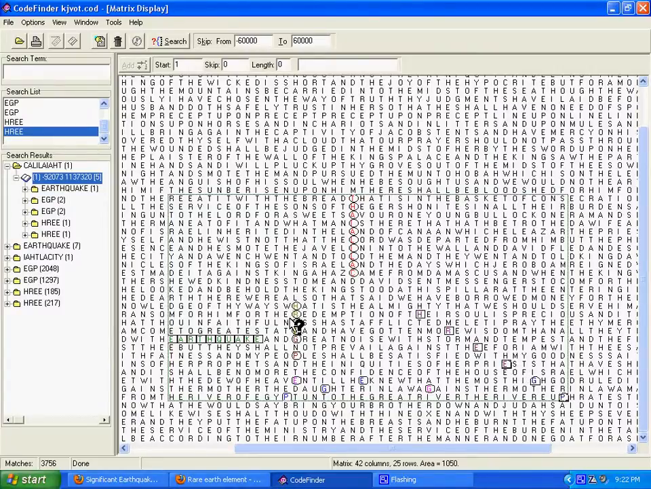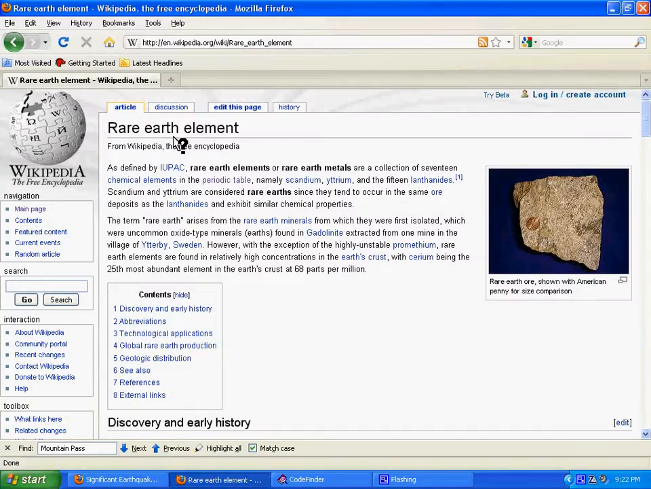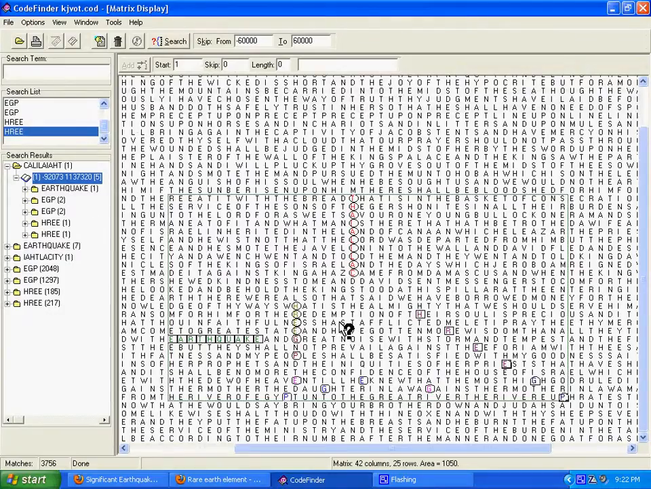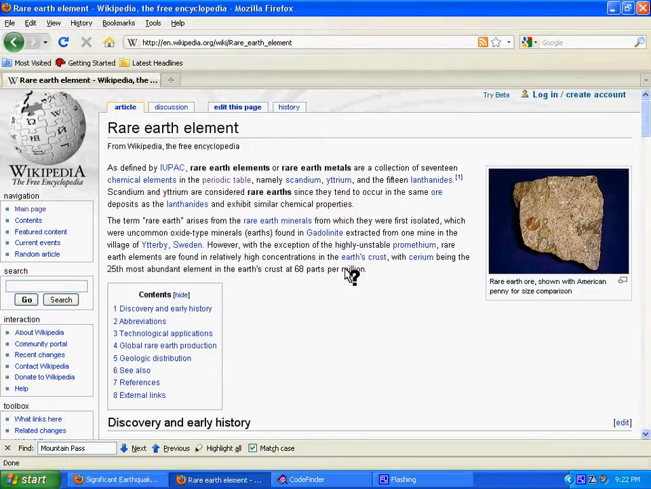And this one right here is connecting very near, very similar to this right here. What does HREE mean? Well, I'm going to show you. HREE is a rare earth element. There are approximately 15 rare earth elements. And I was sitting there saying to myself, what does this have to do with this Bible code? It doesn't make any sense. So I sat there and I looked around and I did some searching, and I'm going to show you what I found.